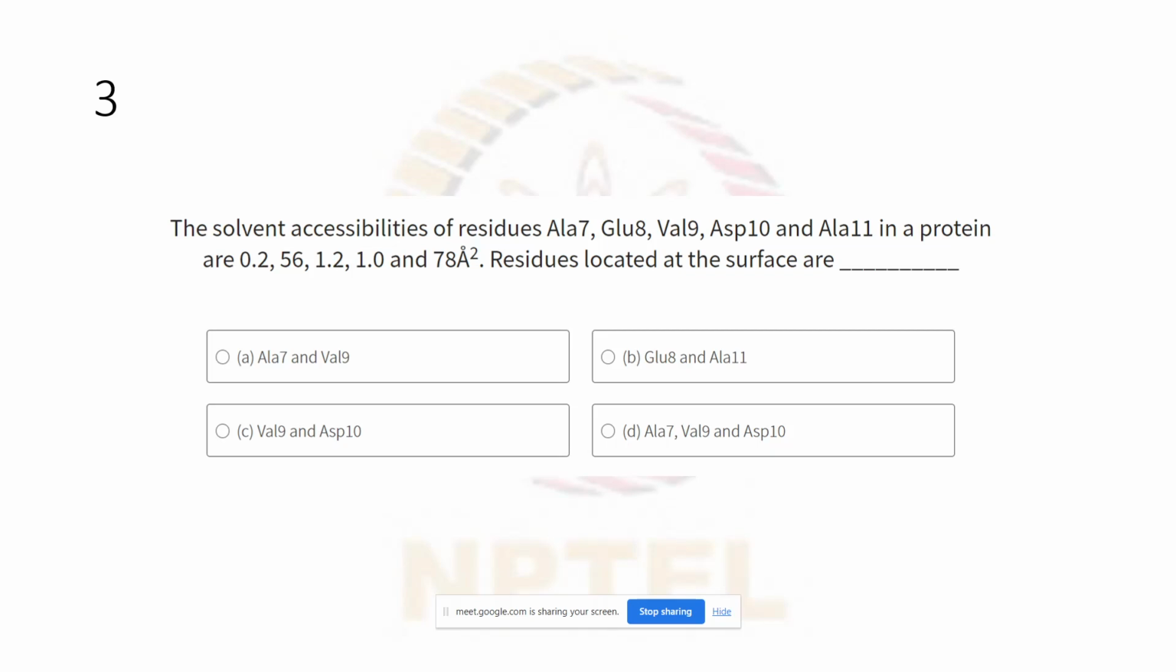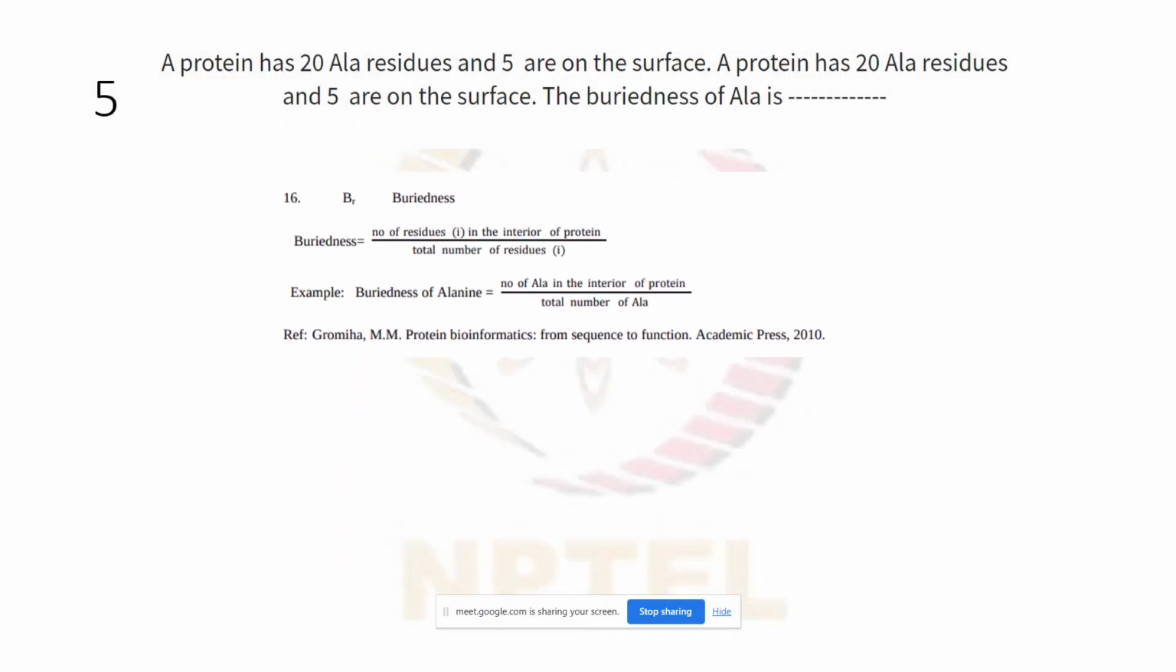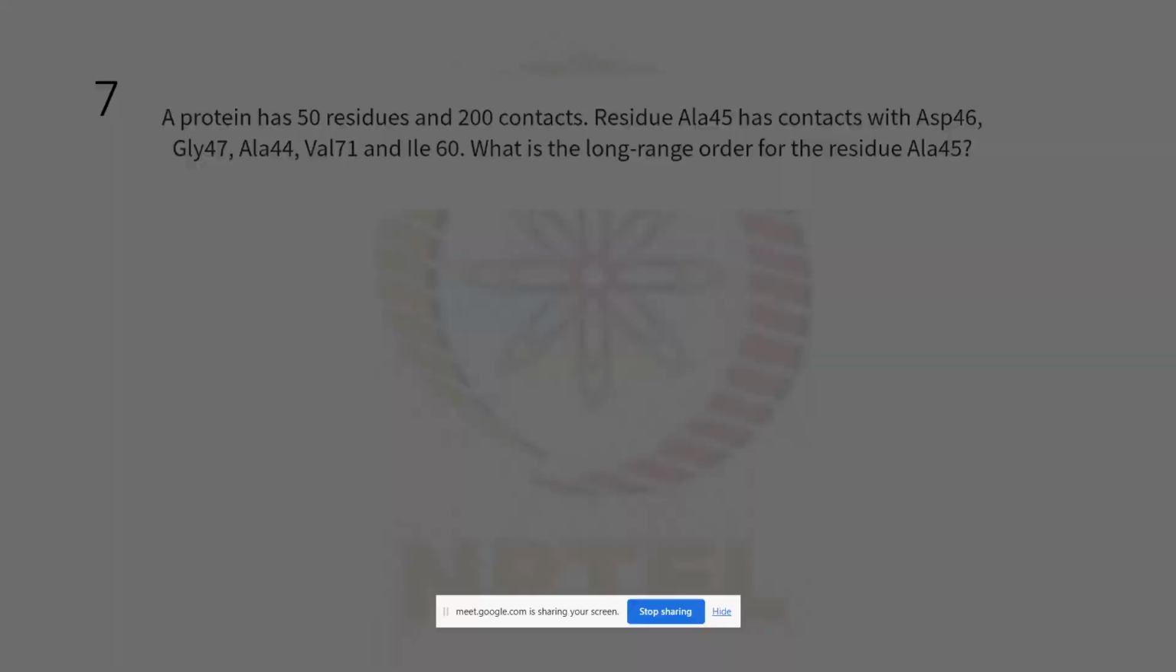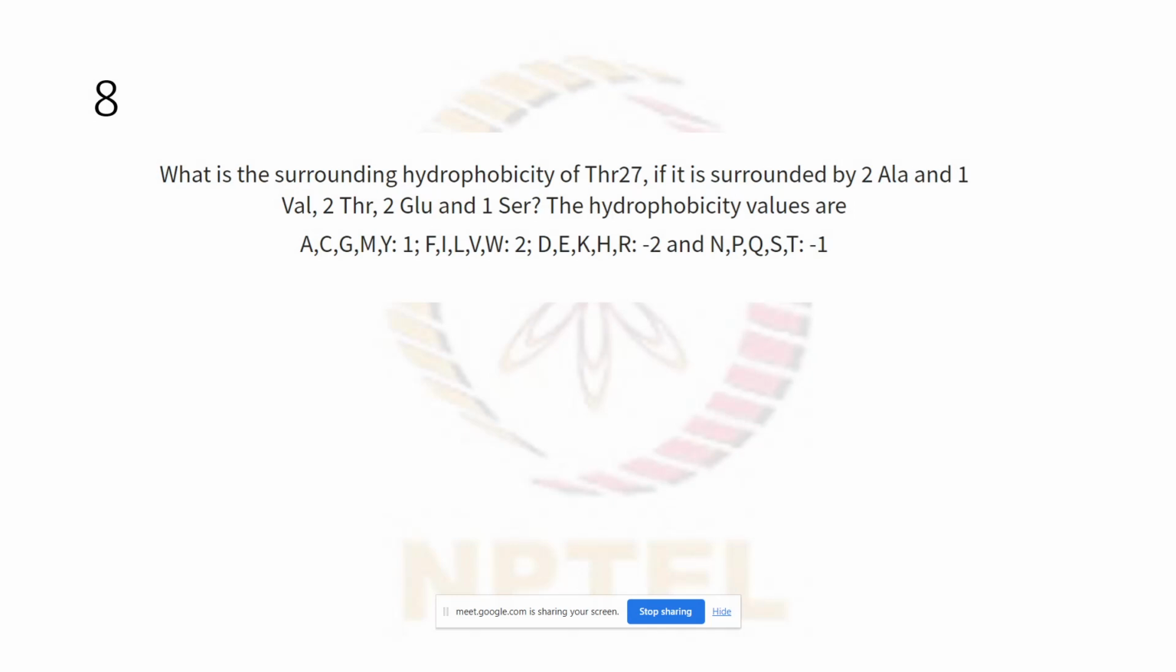Hope I am clear in this explanation. Yes, okay, let me move on. Yeah, this is hydrophobicity, where I have given a residue and the number of its surrounding residues. It has two alanines, one valine, two threonines, one serine, and one glutamic acid.